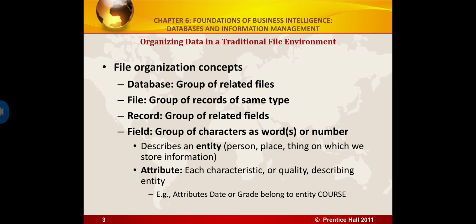And then, a group of related fields such as a student's name, the course taken, the date, and the grade comprises a record. A group of records of the same type is called a file. So for example, there could be records that constitute a student course file. A group of related files makes up a database. The student course file could be grouped with files on students' personal histories and financial backgrounds to create a student database.